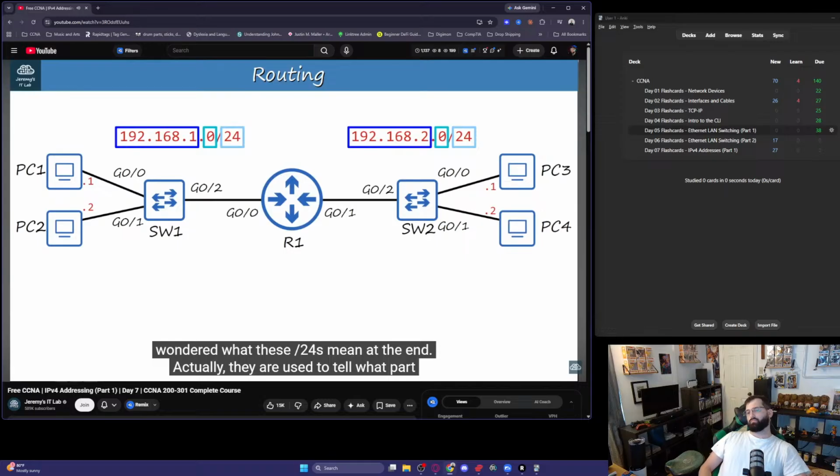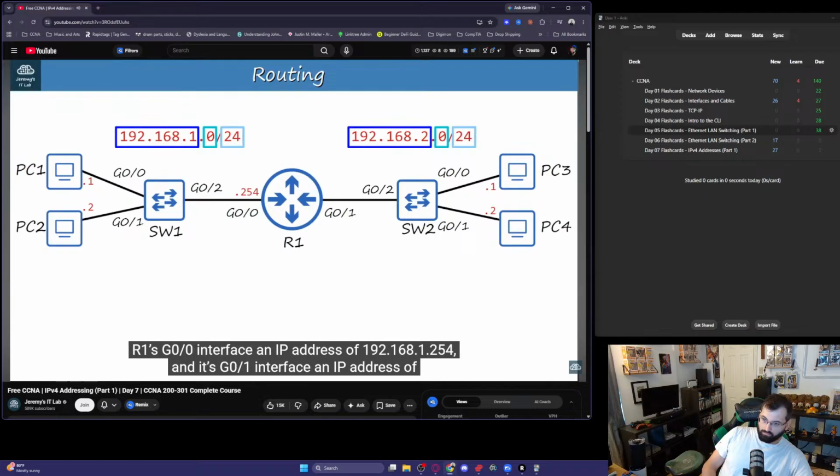Actually, they are used to tell what part of the address represents the network and which part represents the end hosts, the PCs. /24 means that the first 3 groups of numbers represent the network. In this video, I'm going to go in depth about how these IP addresses work. But first, there's one more thing missing in this network diagram. The router needs an IP address. Actually, not just one IP address. It needs an IP address for each network it is connected to.